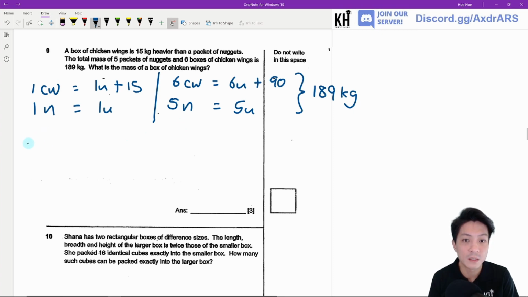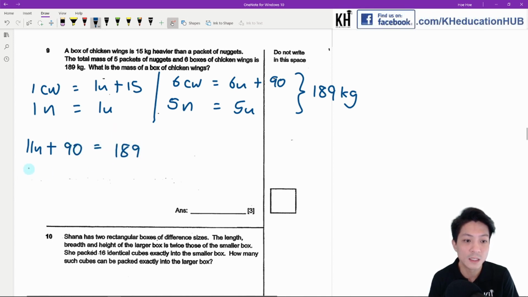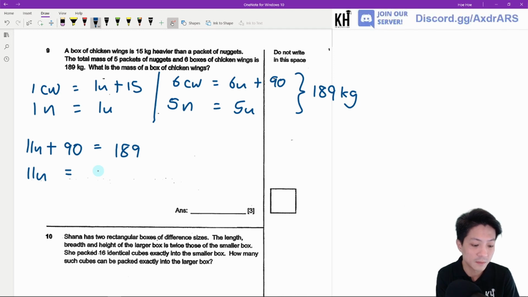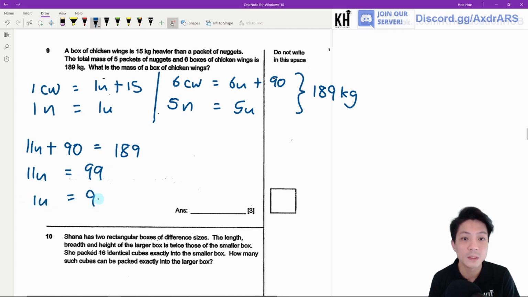Which means that 11 units plus 90 is equal to 189. 11 units will be equal to 189 minus 90, which is 99, so 1 unit will be equal to 9. What is the mass of a box of chicken wing? A box of chicken wing is 1 unit plus 15, which is 9 plus 15, which is 24 kg.